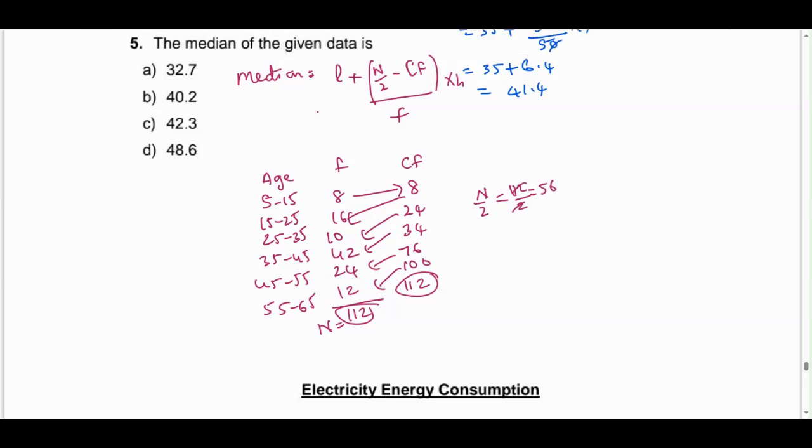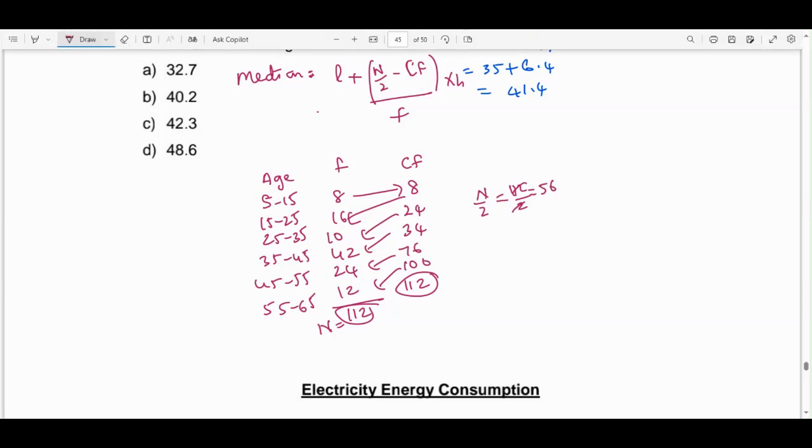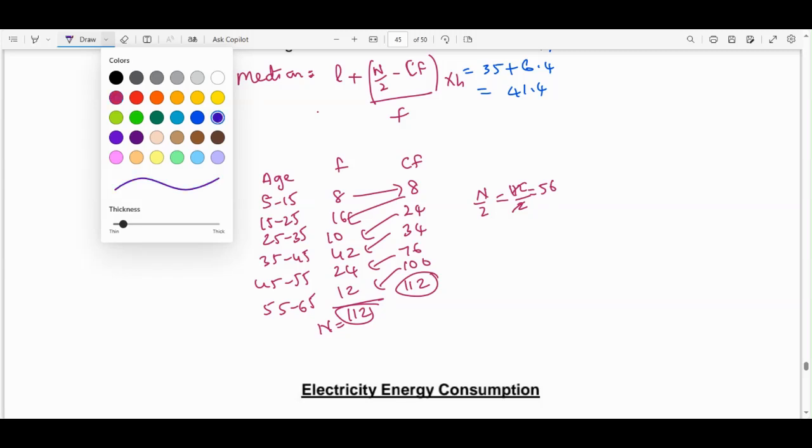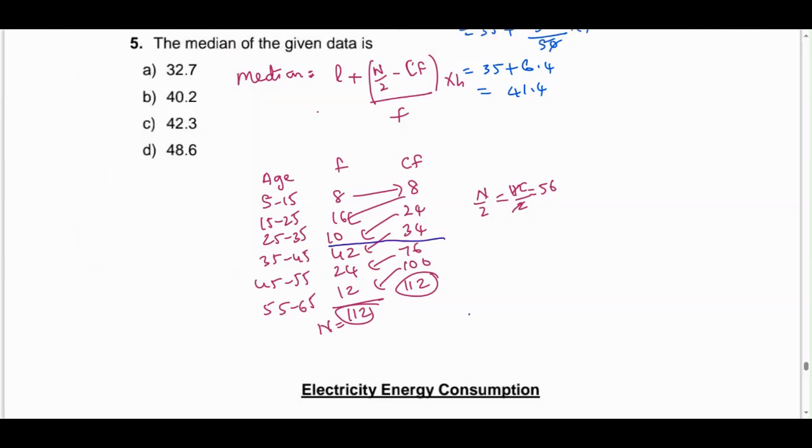Now see where the 56 lies in the given problem. Up to 34 it is on the top line, then after 34 it comes to the line below in the cumulated frequency. So you have to find what values we want. We want n by 2, which we have already found. CF will be the cumulated frequency of the line above. This will be the frequency, and the lower class limit is 35.